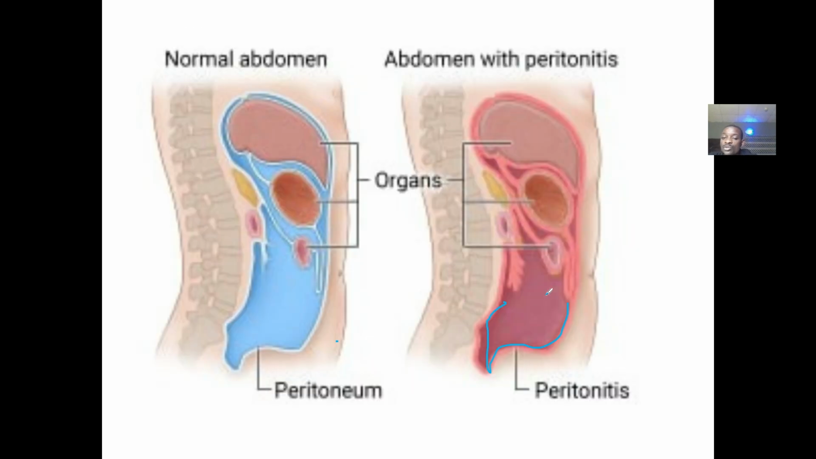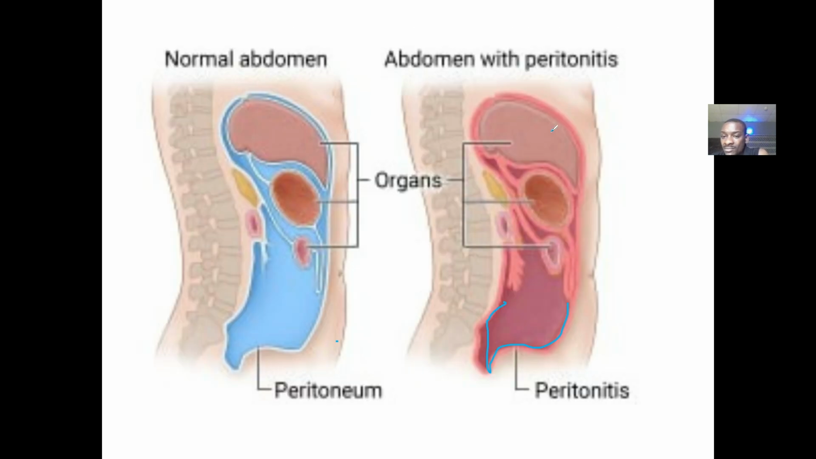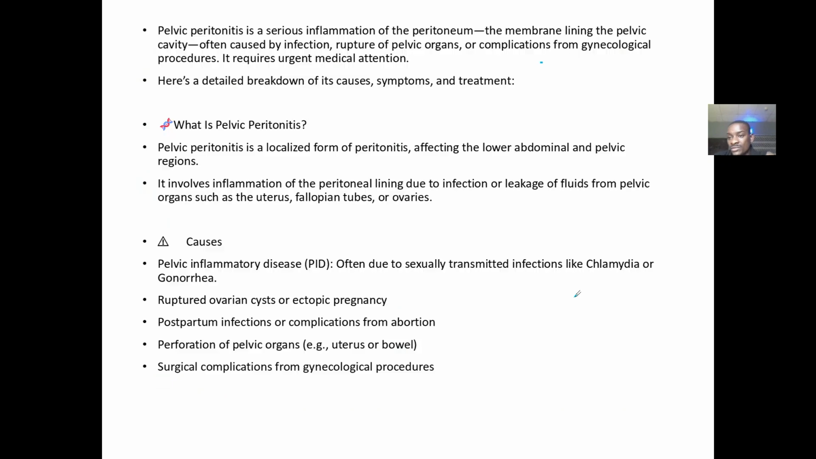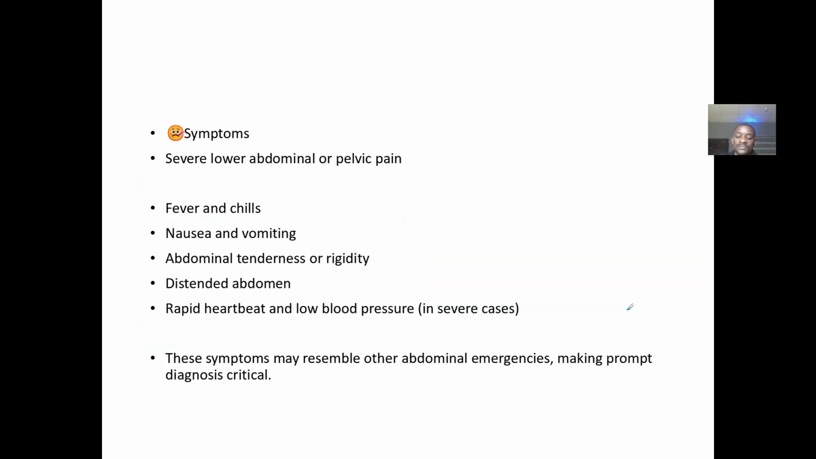If it is up high, they call it abdominal peritonitis. Do you understand? So pelvic peritonitis is just an infection of the peritoneum. Of course, the peritoneum is the lining. This lining goes around the abdomen, also down to the pelvis. So it's actually a localized form of peritonitis. It's usually affecting the lower side, let's say from here down. Do you understand? It's not really like general peritonitis.